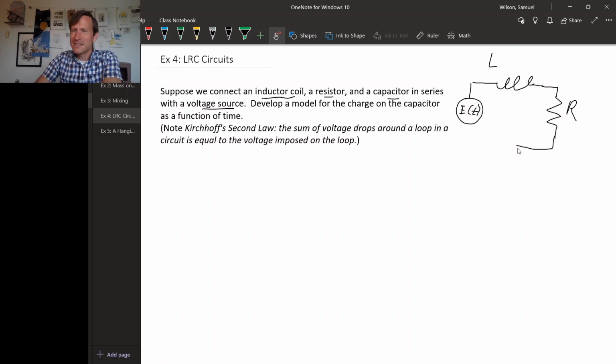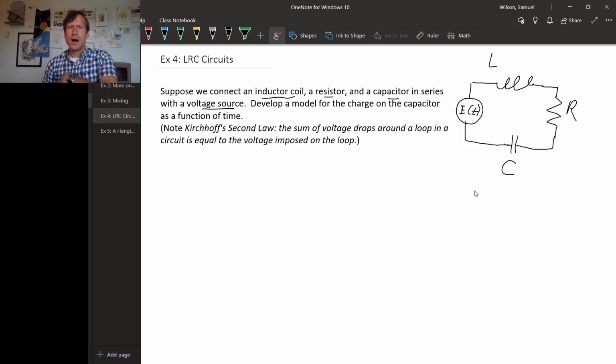And then there's a capacitor. A capacitor is basically two conductive plates that are very close with some sort of insulation between them. And the effect of having two plates like this very close is that it can hold a charge on the plates because the opposite charges on the two plates are attracted to each other. And then it goes back to the voltage source. The strength of a capacitor is called capacitance, and that's denoted C.